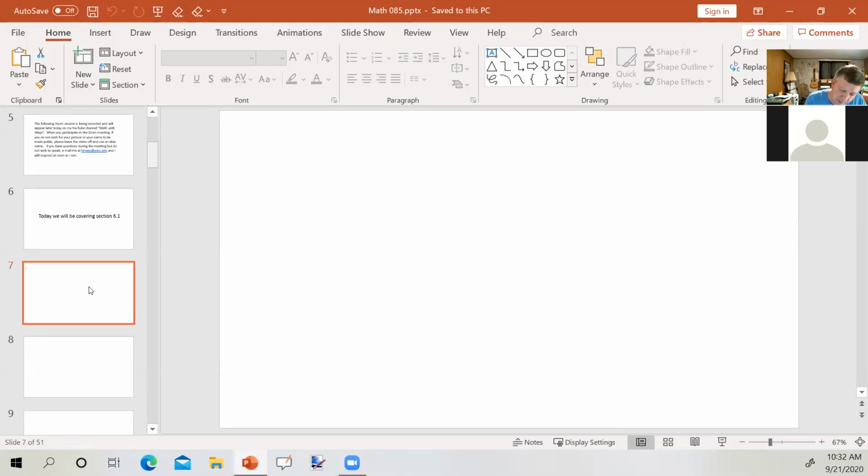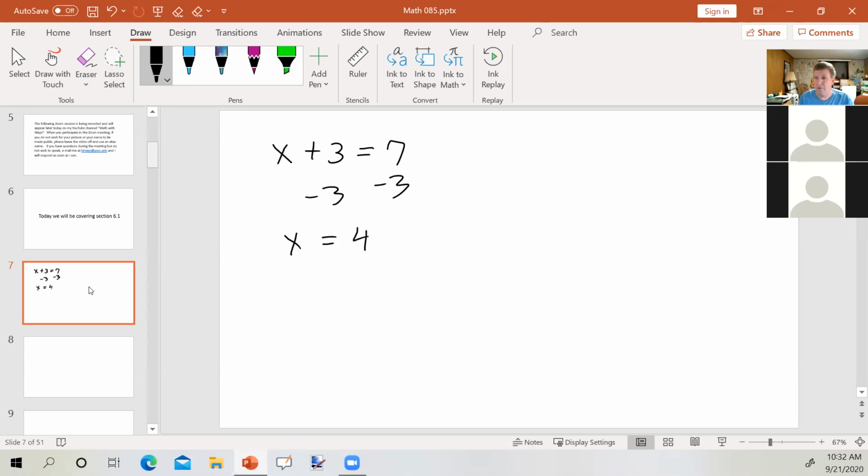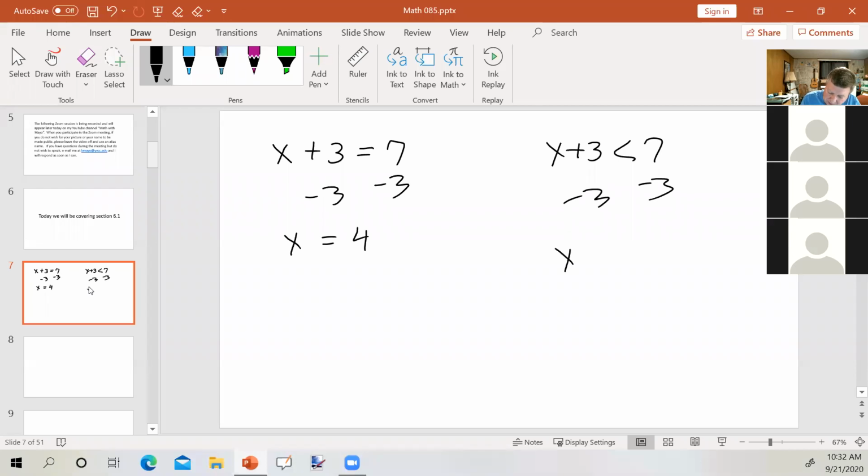First of all, let's say we have x plus 3 equals 7. What would we do to solve this equation for x? Subtract 3. If we subtract 3 from both sides, we get x equals 4. Now, what if we have x plus 3 is less than 7? It's the same thing. We subtract 3 from both sides, and we get x less than 4. Any questions about that?